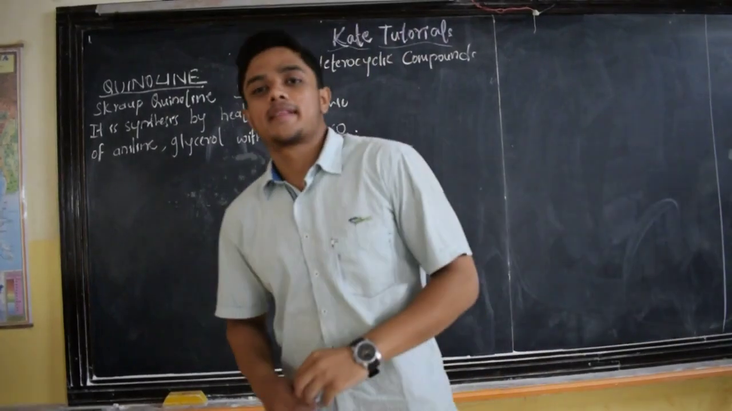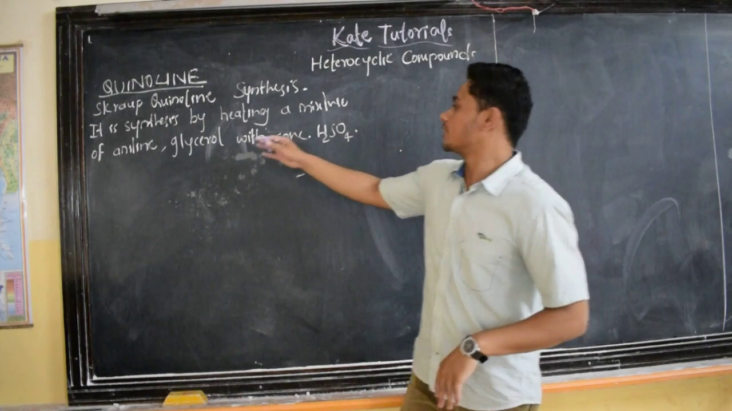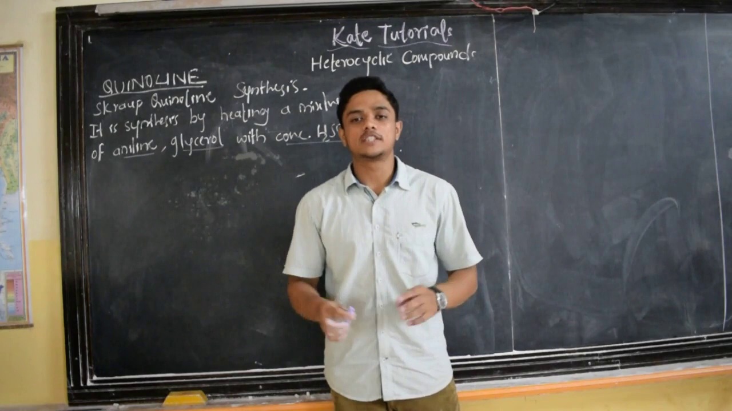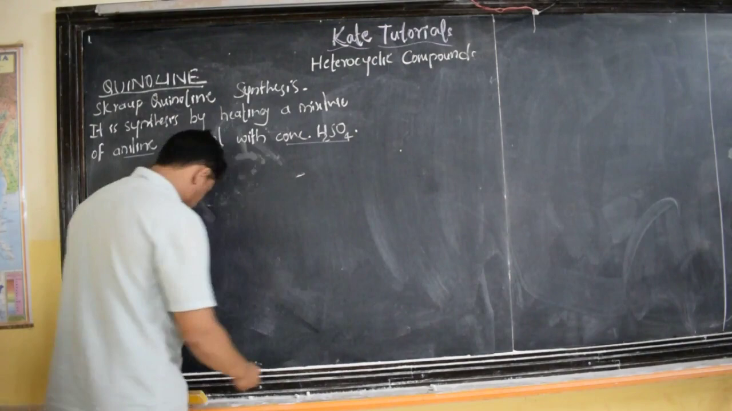And in this class, we are going to prepare quinoline in our classroom, without any reagents. We are going to prepare quinoline using a mixture of aniline and glycerol with concentrated H2SO4, and we are going to use one oxidizing agent. We should know the structure of aniline, glycerol and H2SO4 and their working. Then we can easily write the mechanism, without anything else, if we know their structure and conservation of charge in organic chemistry.